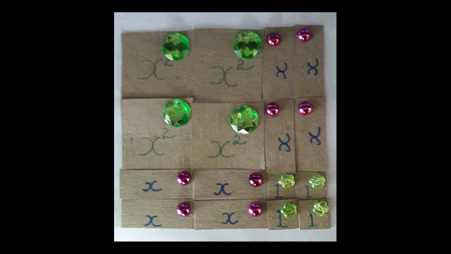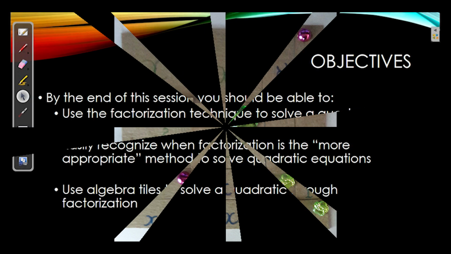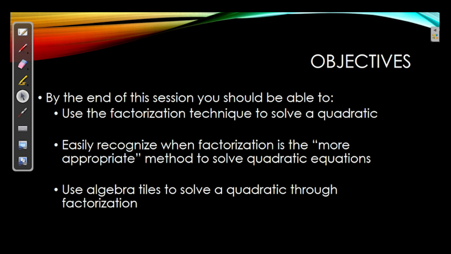So if I factorize this, what I'm essentially doing is finding the product of the lengths of my shape. So this will give me a product of 2x plus 2 by 2x plus 2, and thus we have factorized our quadratic. Essentially, using algebra tiles, we are letting the area of our shape represent the quadratic. So when we find the product of the length and the width of our shape, we're finding the completely factorized form of our quadratic.